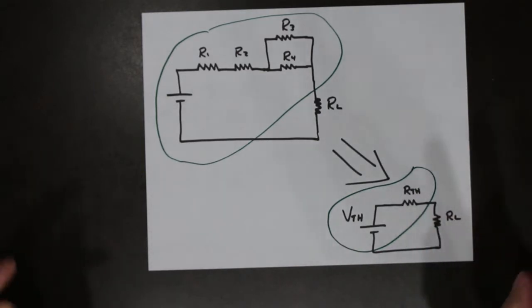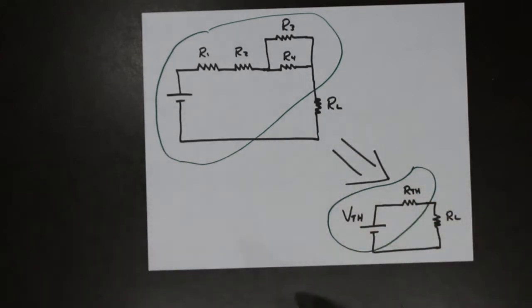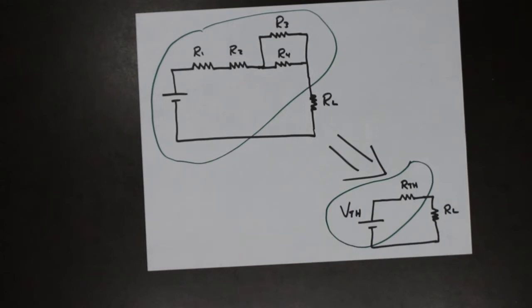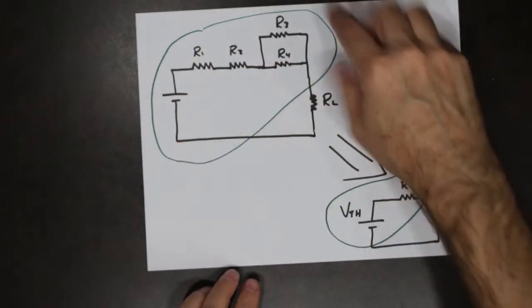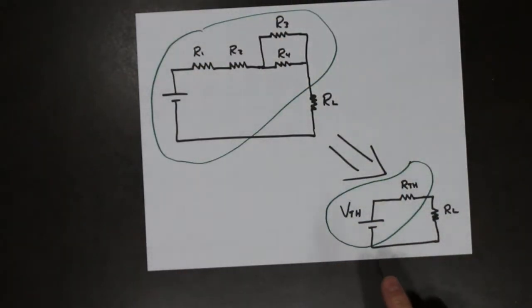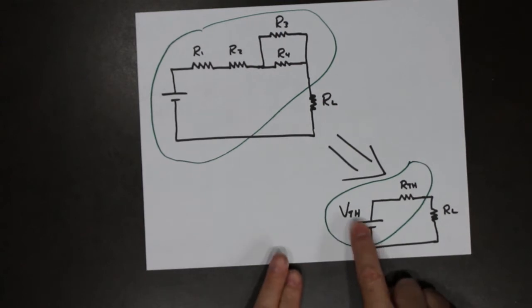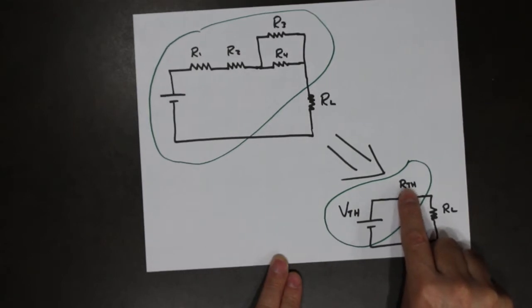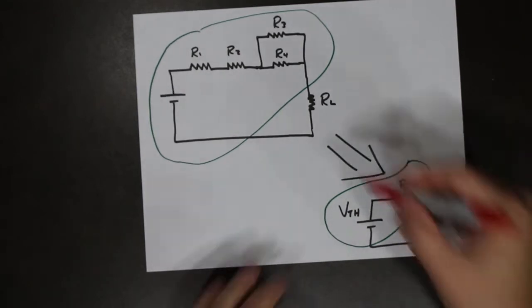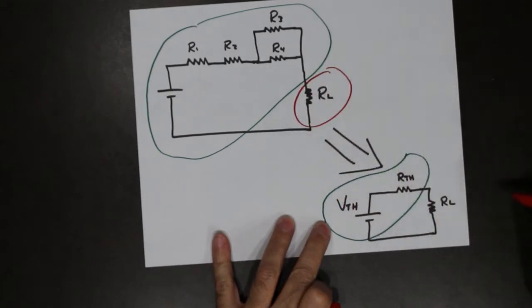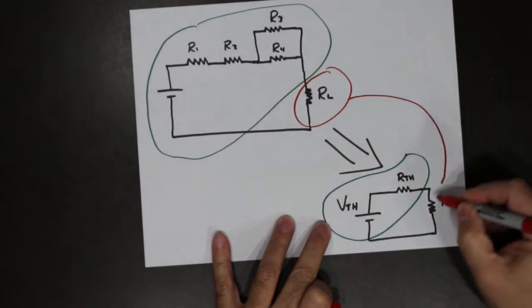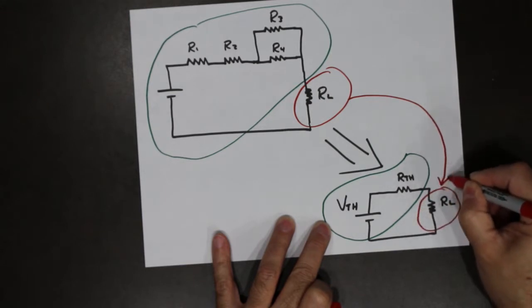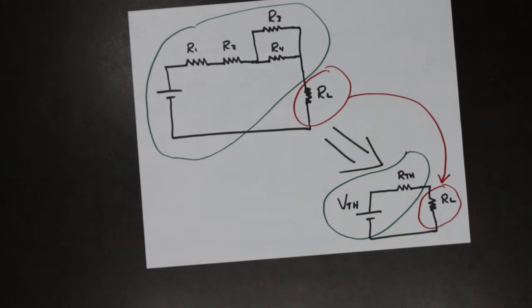This is representing a constant voltage source. So if you remember from our sources lecture, we have a voltage source. So everything in the green circle here gets simplified down and represented as a single voltage called Thevenin's voltage and a single resistance called Thevenin's resistance. Then the load resistor is brought in here.